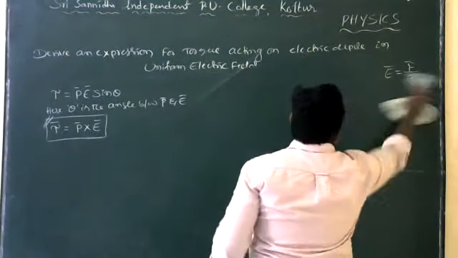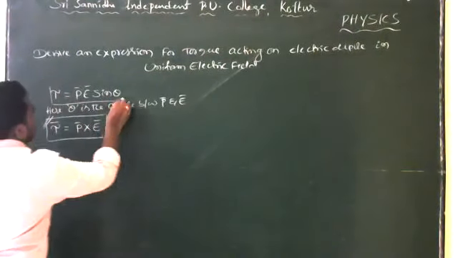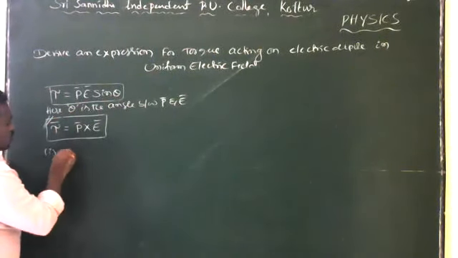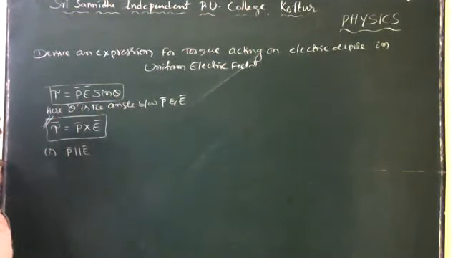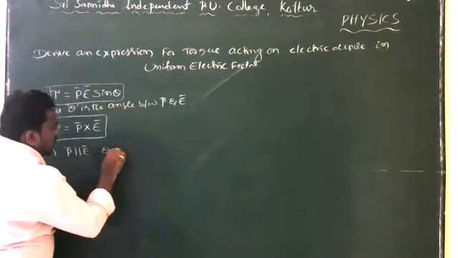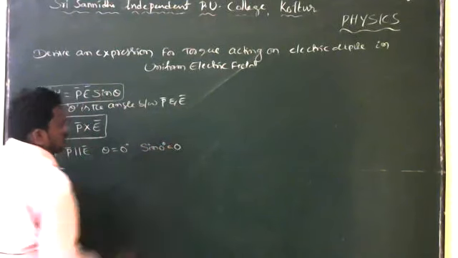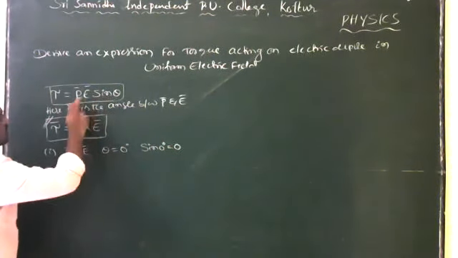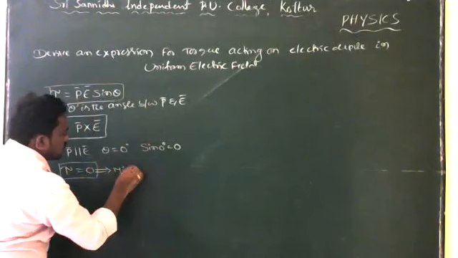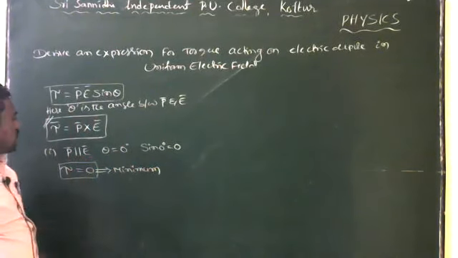Which one produces minimum torque, and which one produces maximum torque? Torque tau is equal to PE sine theta, where theta is the angle between P and E. Case 1: P vector is parallel to E vector, meaning P and E are in the same direction. Therefore the angle theta is equal to 0 degrees. Sine 0 is equal to 0, so torque tau is equal to 0 into anything, which is 0. This is the minimum torque.